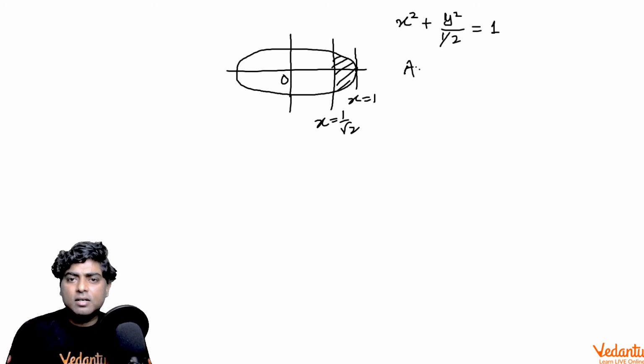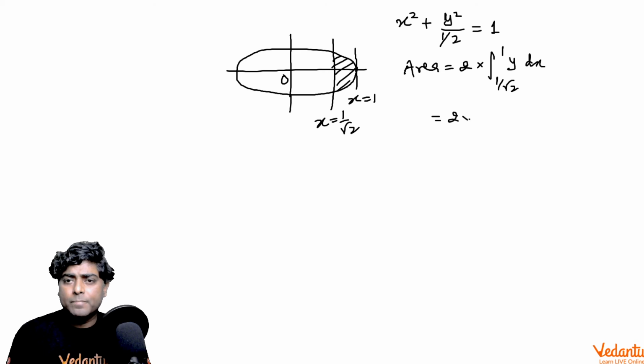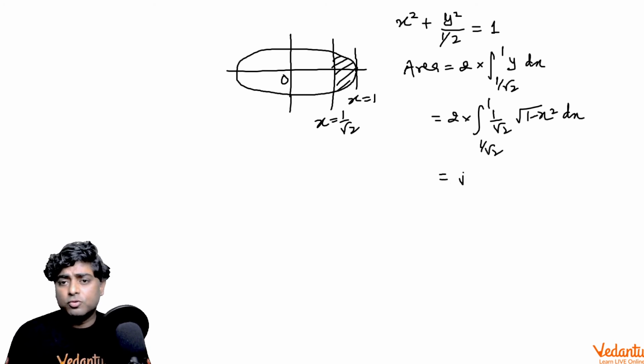So the area, obviously from the symmetry, is twice the area falling in the first quadrant, that is from 1 by root 2 to 1, the area under the curve, integral of y dx. And what is y? y is in fact 1 by root 2 times under root 1 minus x square. You can easily see that, and if you integrate, it is root 2 times the integration of under root 1 minus x squared dx from 1 by root 2 to 1.